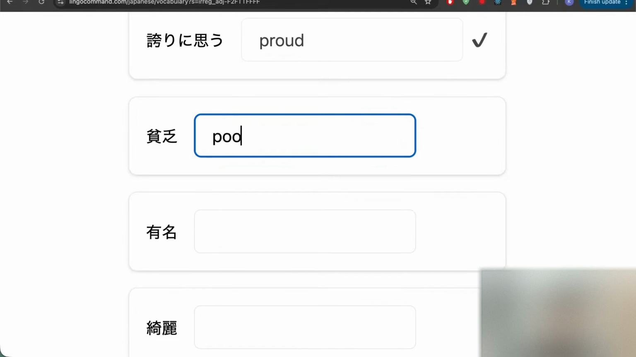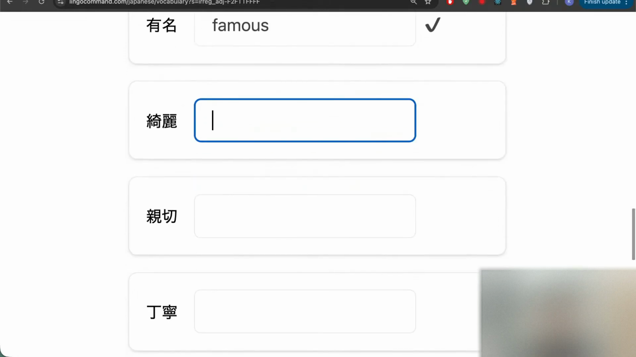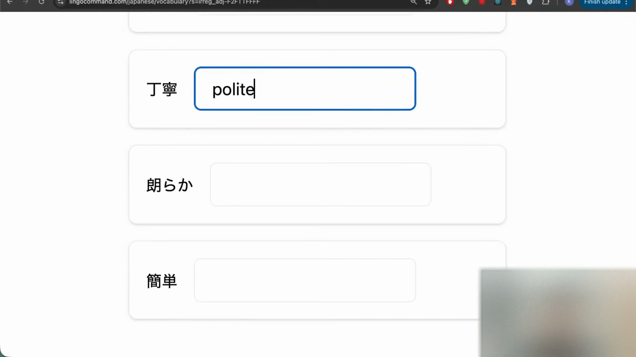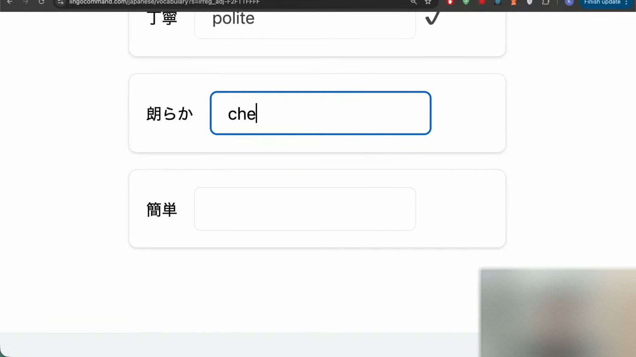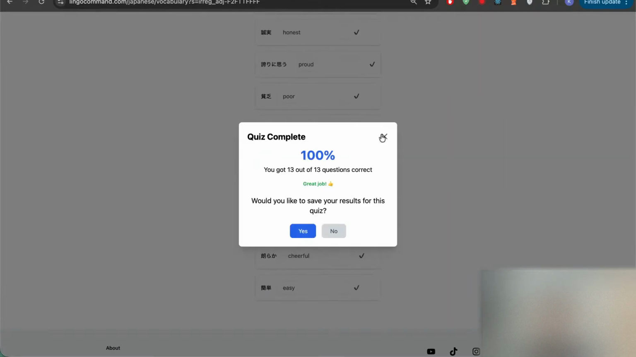This is bimbo, which means poor. This first kanji is yu, this is mei. Yume is famous. This here is kire, so kire is beautiful. And then this must be kind, which was shinsetsu. Shinsetsu is kind. This is teine, which is polite. Hogaraka is cheerful. And then this is kantan. Easy.